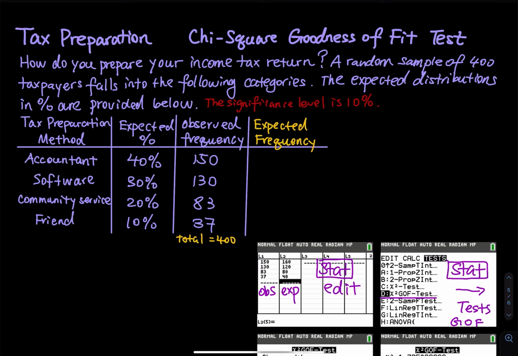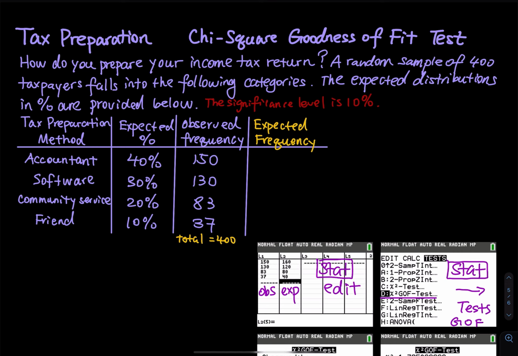Chi-square goodness of fit test on a tax preparation problem. How do you prepare your income tax return? A random sample of 400 taxpayers falls into the following categories. So they are either using an accountant, using software, using community service, or they ask a friend to do it. The expected distribution in percentages is provided below. The significance level is 10%.